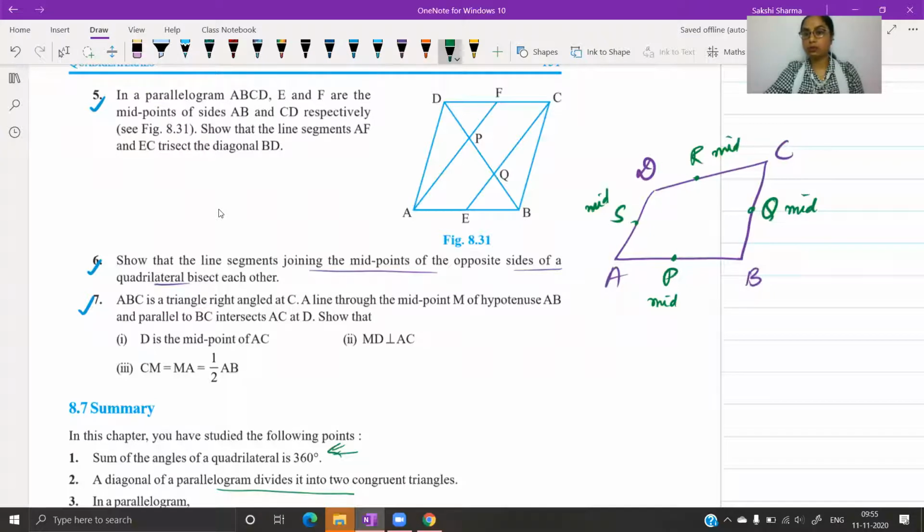अगर आप opposite sides के midpoints को join कर दो, means you have to join P and R, and then you have to join S with Q. These two line segments will bisect each other. Let's say the point of intersection is O. You have to prove that PR and SQ, they bisect each other at O. This will be proved by proving that the quadrilateral formed by these 4 points is a parallelogram. So we will be joining all these in order to obtain a quadrilateral.